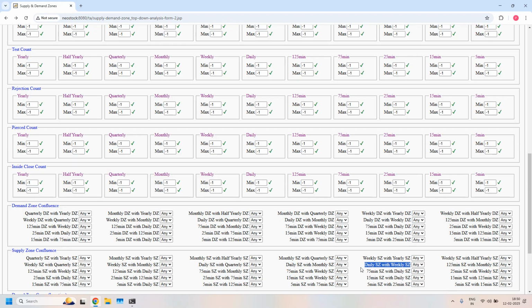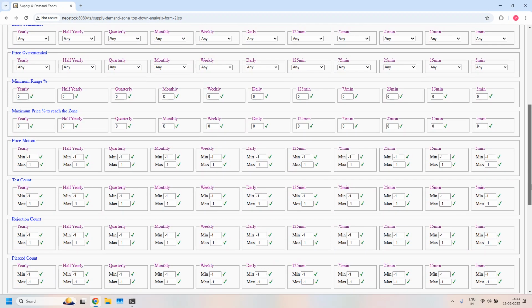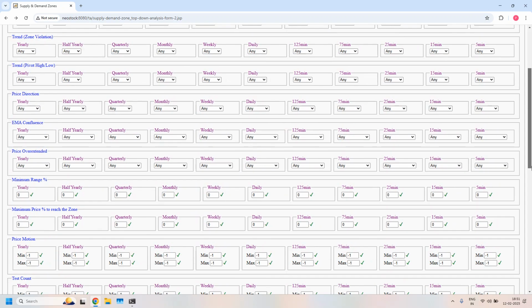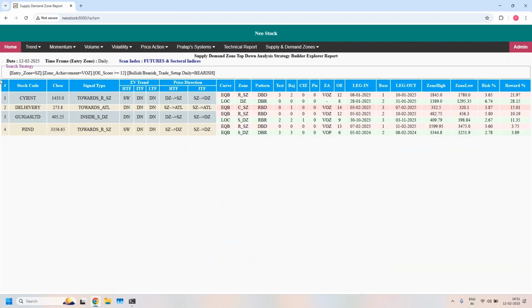Something wrong. Have we missed anything? Earlier we did not have any. I think previously we didn't set ITF filter. Previously, how many did we get? Four stocks. We didn't set any ITF filter.